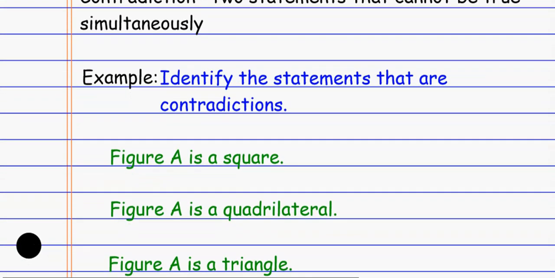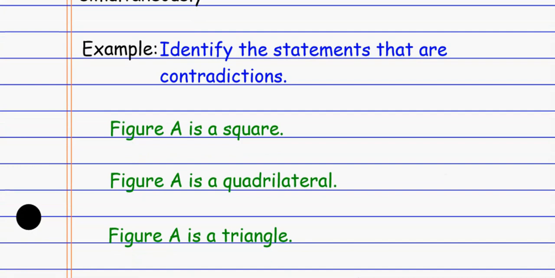Let's make sure we understand which things are contradictory or how to make a contradiction. When I identify the statements that are contradictory, I'm just going to label these Statement A, Statement B, and Statement C. And I just want to say, which of these would be contradictions? So we've got: Figure A is a square. Figure A is a quadrilateral, which means it has four sides. Figure A is a triangle.